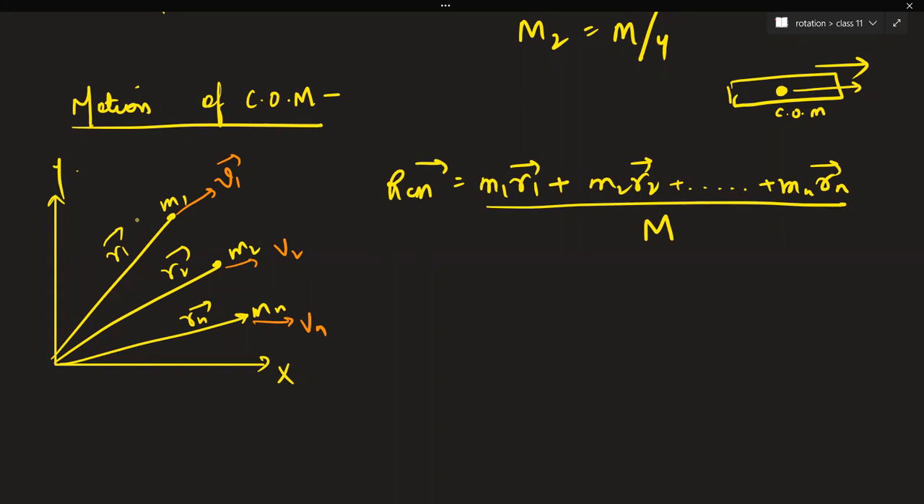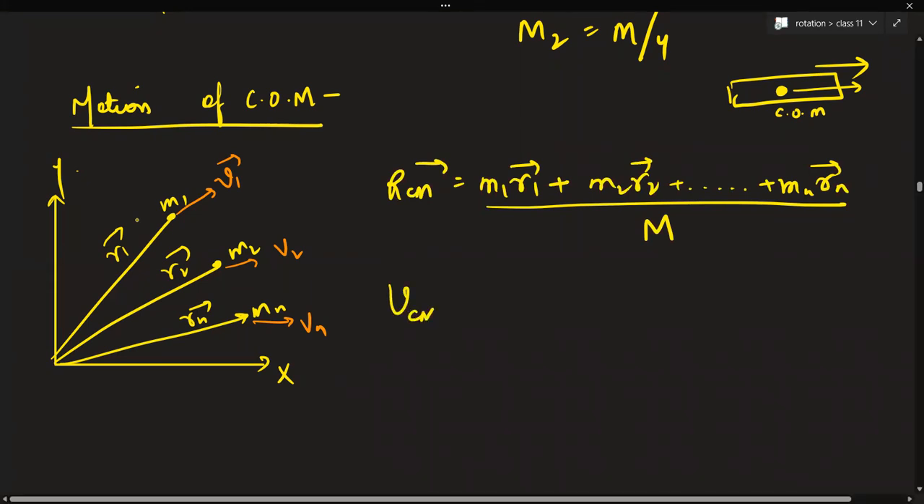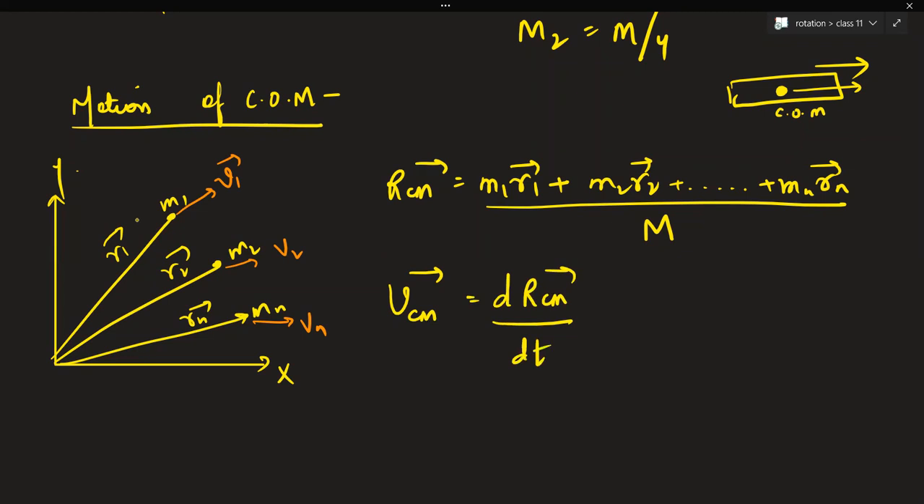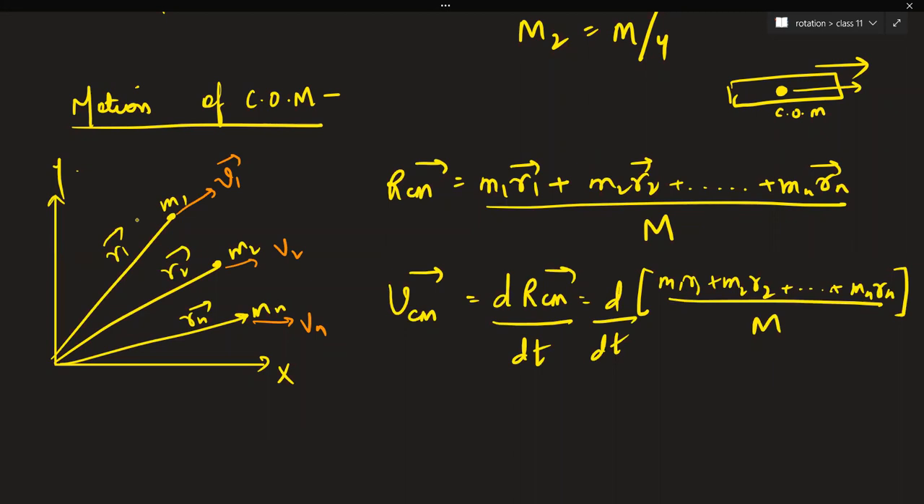Now, if the system is in motion, then position of each mass will change. So see, if this is RCM, how do we calculate velocity of center of mass? If you have position and you want to find out velocity, velocity is differentiation of position with respect to time. It means we have to differentiate this entire term. You are differentiating what? d over dt of this entire term, M1 R1 plus M2 R2 up till Mn Rn divided by M. Differentiation of this entire term.